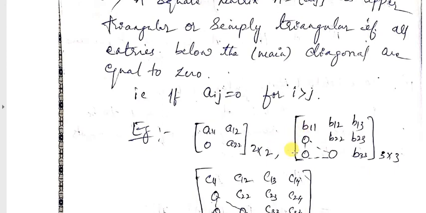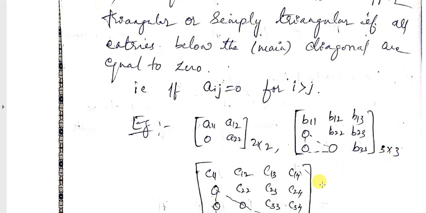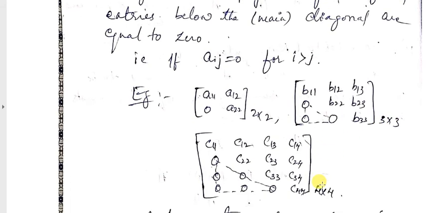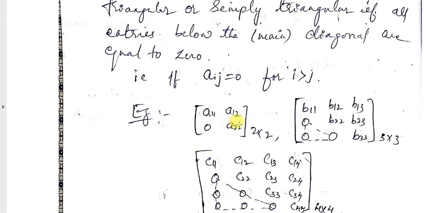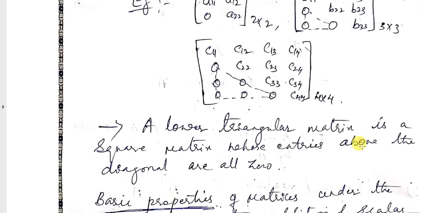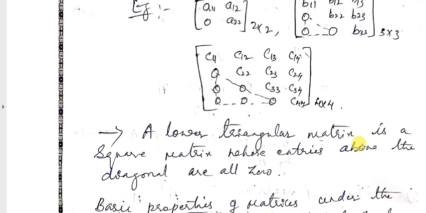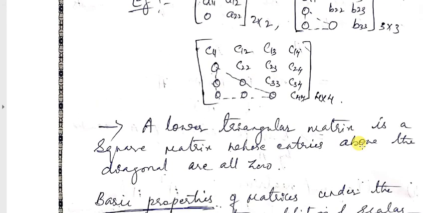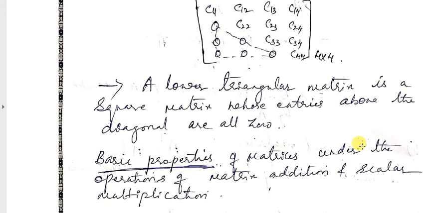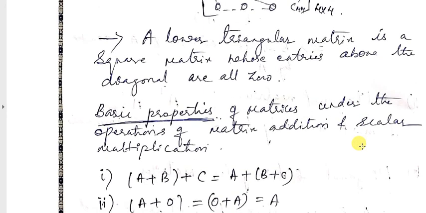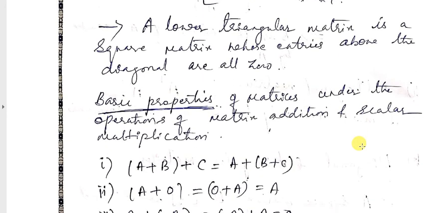Here I have shown a 2 cross 2 matrix, a 3 cross 3 matrix and also a 4 cross 4 matrix. Below the principal diagonal, if all the elements are zeros, then such a matrix is called an upper triangular matrix. Lower triangular means above the principal diagonal, if all the elements are zeros, then such a matrix is called lower triangular. So these are the types of matrices.